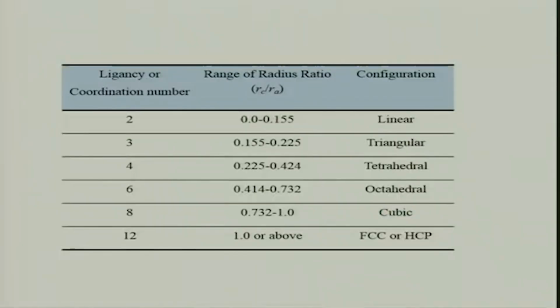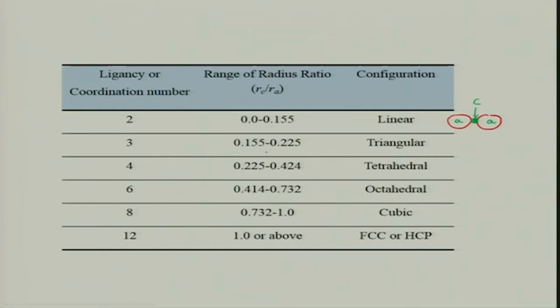In case of linear, obviously it is not an issue. You will have two atoms like this, and then in between you put a small atom like this. So, generally smaller atoms whose radius ratio is less than 0.155 will follow this kind of linear configuration. So, this is anion and this is cation.